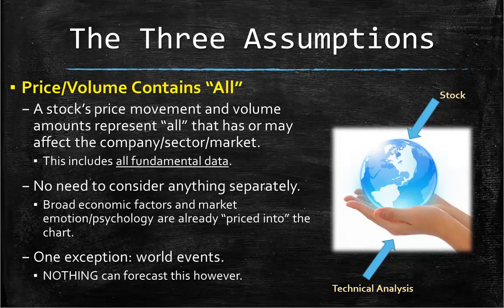First one, we've been over it, but price and volume contain all. A stock's price movement and volume represents all that has or may affect the company, sector, market, whatever chart you're actually looking at. Remember, you can look at the Dow Jones chart, which is telling you how the entire market is feeling. Or you could look at an ETF of, let's just say, oil again, and that's going to tell you what the oil market or oil sector is doing. Or you can look at an individual company. What is just that company? How are they doing?